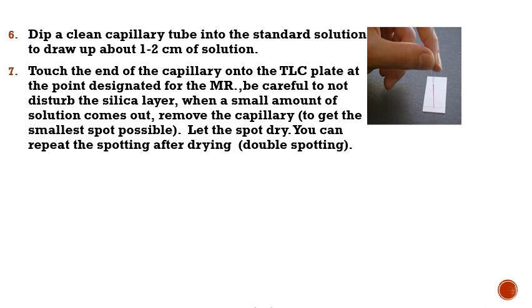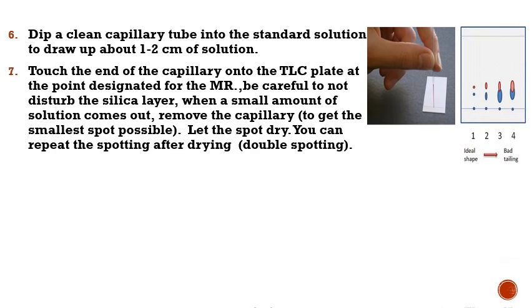Then let the spot dry. You can repeat the spotting after drying, which means double spotting. Okay? This step is very critical. The amount of solution you're releasing from the capillary tube should be controlled, and this can only be done if you rehearse or make several trials on a tissue paper before trying to spot on the TLC plate. If you get a large spot, this means that the spot will be tailed and it will not be circular and it will be asymmetric, and you don't want to get this type of spot.